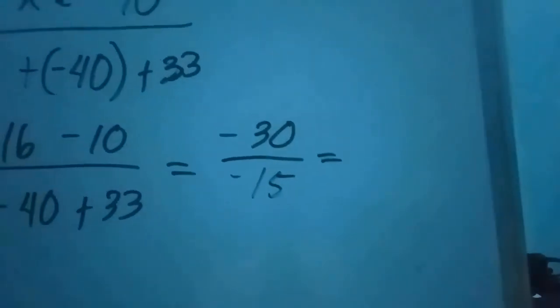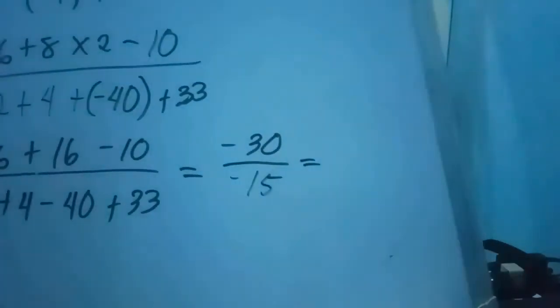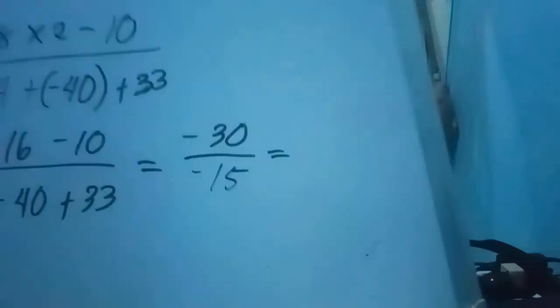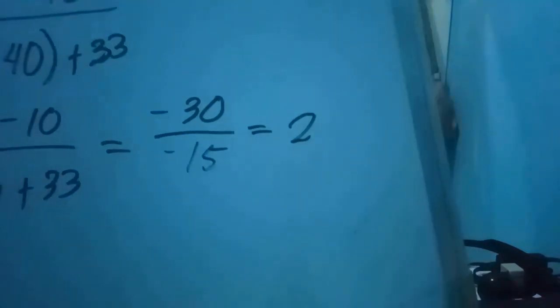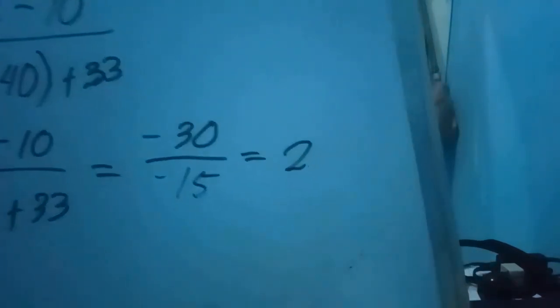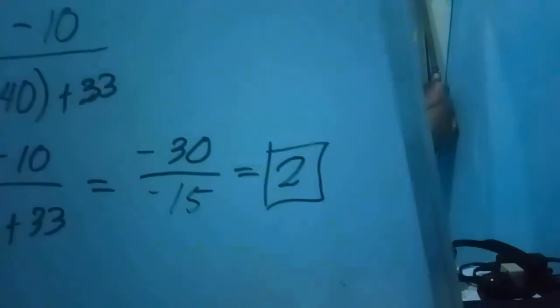Now let us simplify negative 30 over negative 15. So negative 30 divided by negative 15 is equal to 2. You can see that we have like signs, so it is always positive. So the final answer is 2.